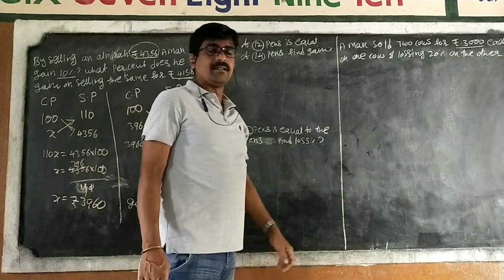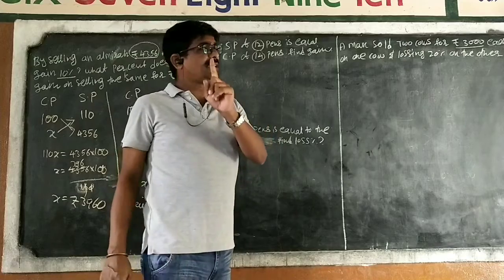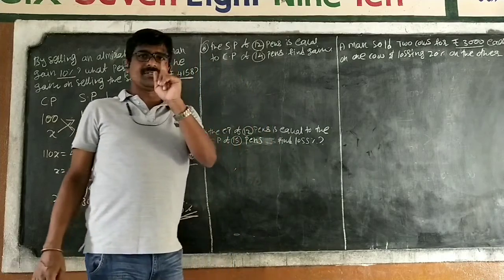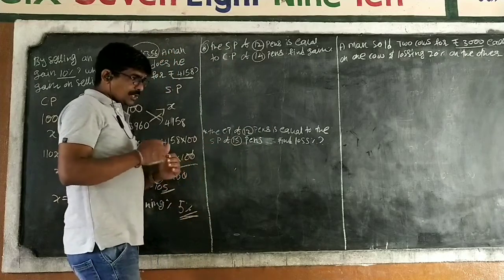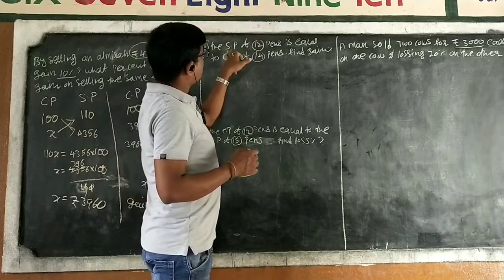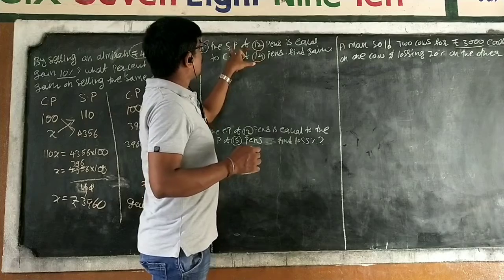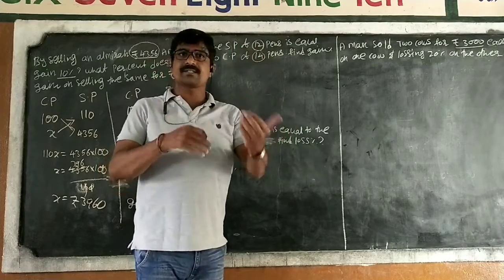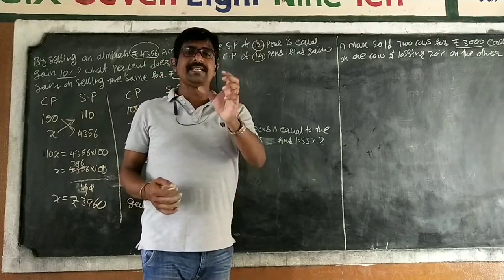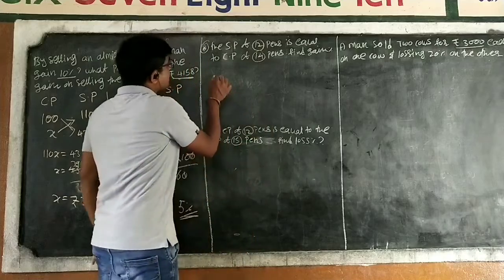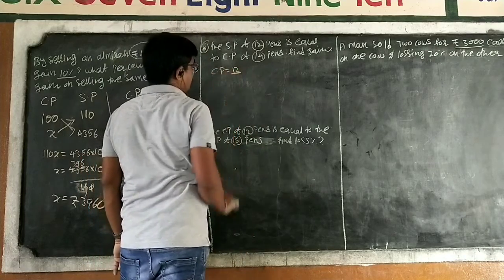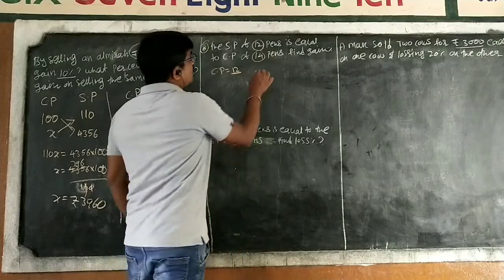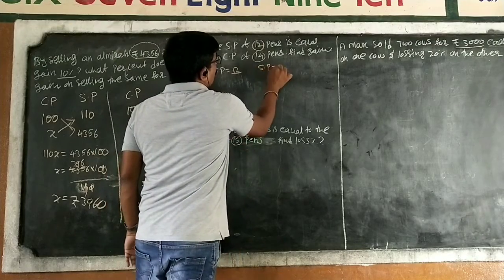Next, again: the selling price of 12 pens is equal to the cost price of 14 pens. Find the gain. Simple. Each one, think of it as 1 rupee. Otherwise cost price and selling price will be confusing. So this selling price becomes cost price and cost price becomes selling price. It will be easy. So cost price is 12 rupees and selling price is 14 rupees.